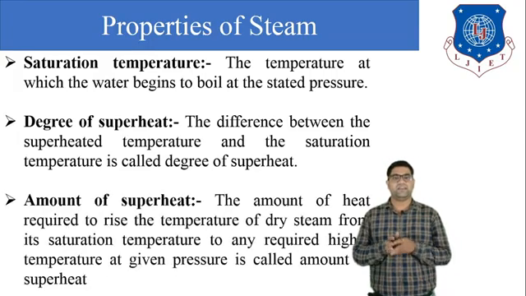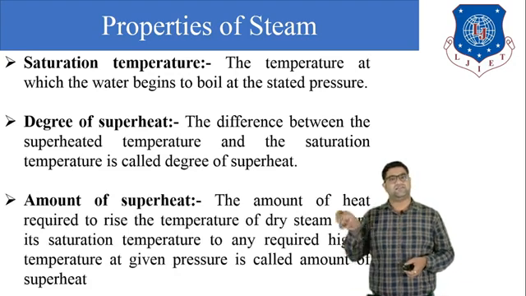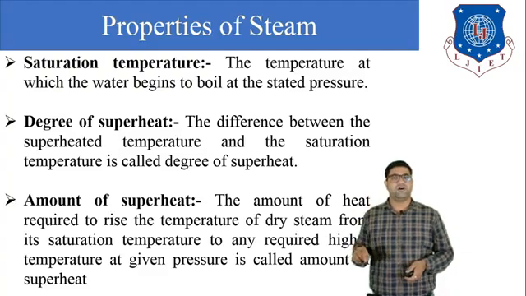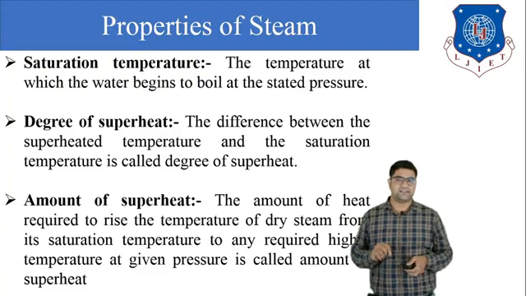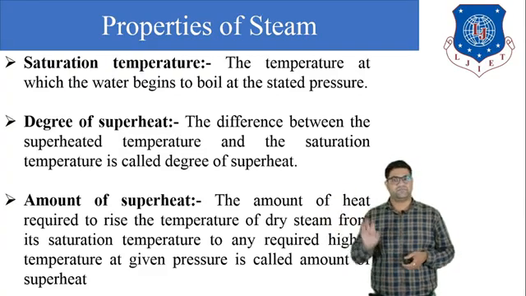And next is the amount of superheat. The heat required for this superheating condition is known as the amount of superheat, and it can be found by m c delta T. So this is all about the steam generation process.